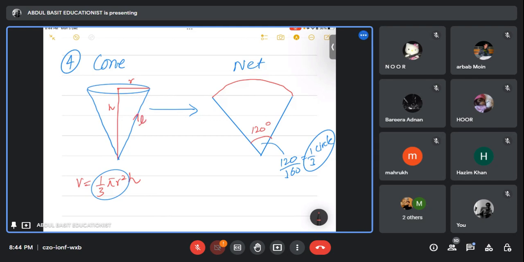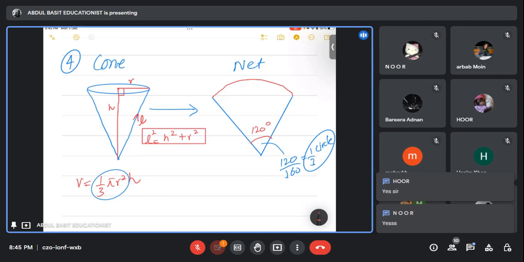Okay, और हाजिम, ऑलरेडी मैं पढ़ा चुका हूं कि l यानी स्लांट लेंथ को कैसे फाइंड कर सकते हैं। We know that l square is equal to h square plus r square, which is the Pythagoras theorem we studied a few days ago. Agree? Is this clear? Hazim, is this clear? Yes, sir. Noor and Hoor, is this clear? Okay, well done.